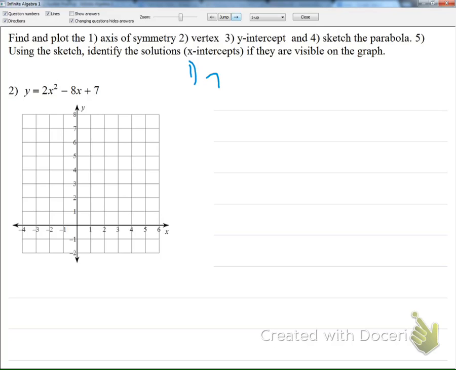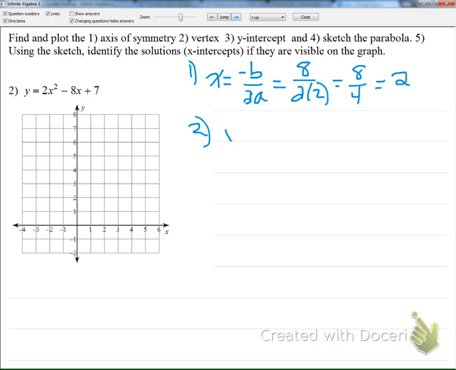Alright, first I'm going to find out what my axis of symmetry is. So x is equal to the opposite of b all over 2a. Opposite of b, well, b is negative 8, so I'm going to make a positive 8. 2 times a, which is 2. Simplify that, so that's 8 over 4. 8 over 4 is equal to 2. Next, I need to figure out what the vertex is. So I need to plug that axis of symmetry, that 2, into the original equation wherever I see an x.